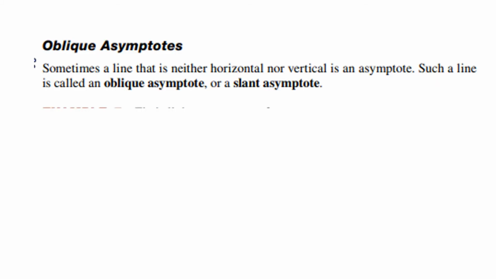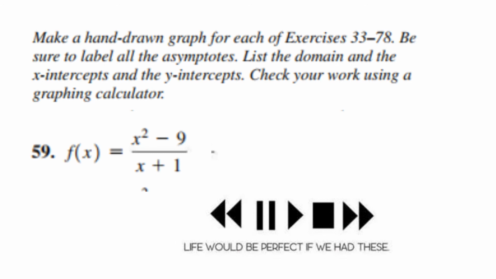Now, sometimes a line is neither a horizontal nor a vertical asymptote, but it's an asymptote because the function gets closer and closer to that line. This is called an oblique asymptote or slant asymptote. And in fact, in our book, it's always when the degree of the numerator is 1 more than the degree of the denominator. So let's do one and see what happens. So we have this, and we're going to use the same directions. Okay, so we factor the numerator and denominator. Pause, see how you do.